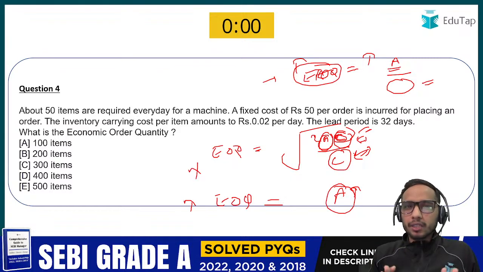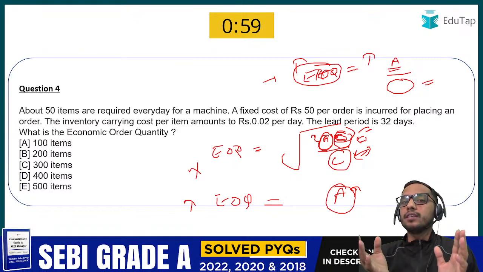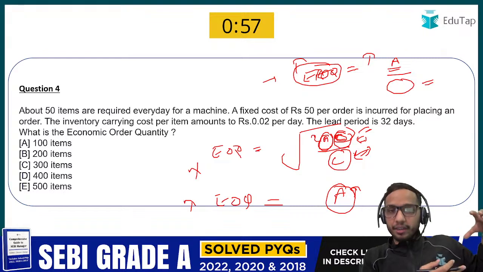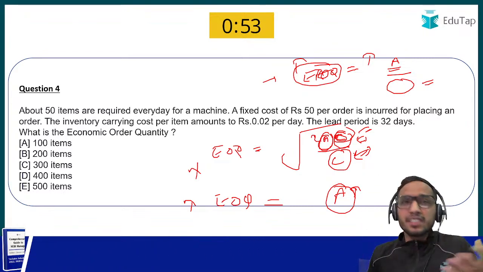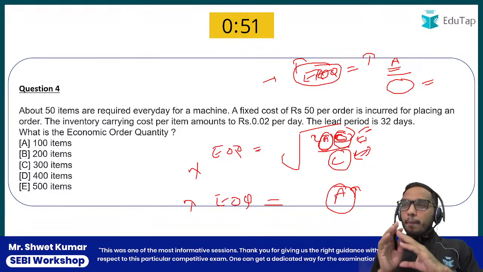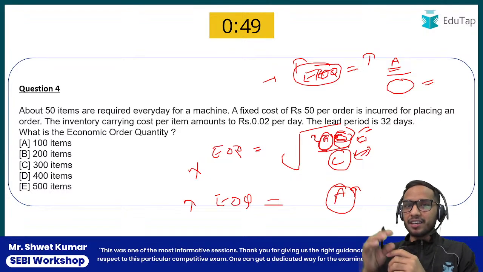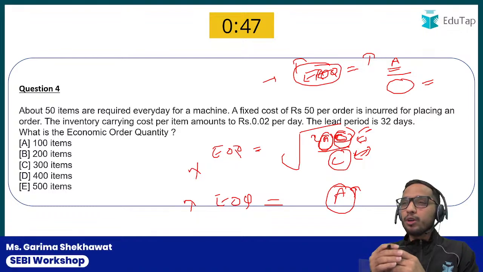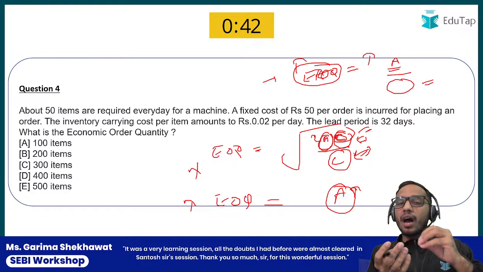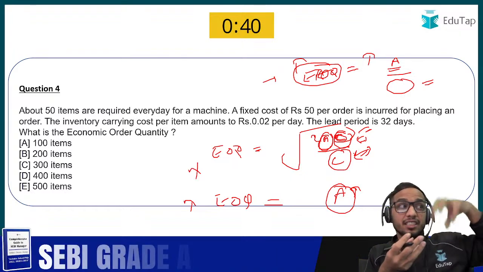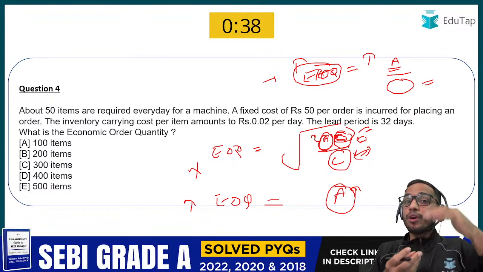Let me give you a hint as well. If you increase your order size and you are going to store it and your carrying cost is high, you are going to incur more expenses, isn't it? This is very logical. So if your carrying cost is high, you are going to decrease your order size so that you store fewer quantities, thereby decreasing your cost.